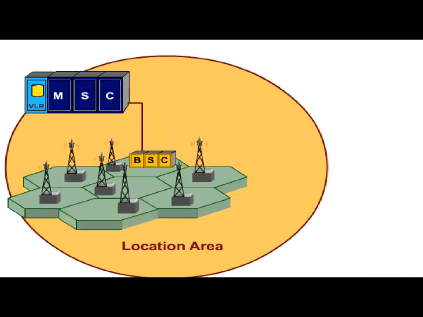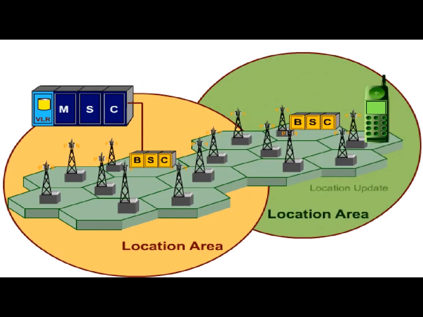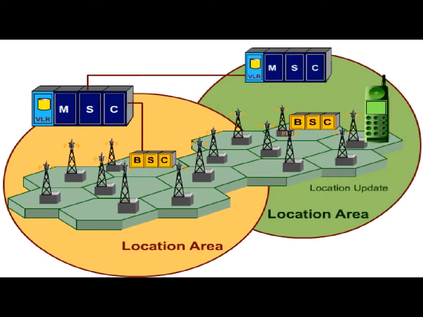If a mobile phone subscriber changes to a new location area, a location update takes place automatically, so the location of the subscriber is known to the network via a VLR linked to the MSC.